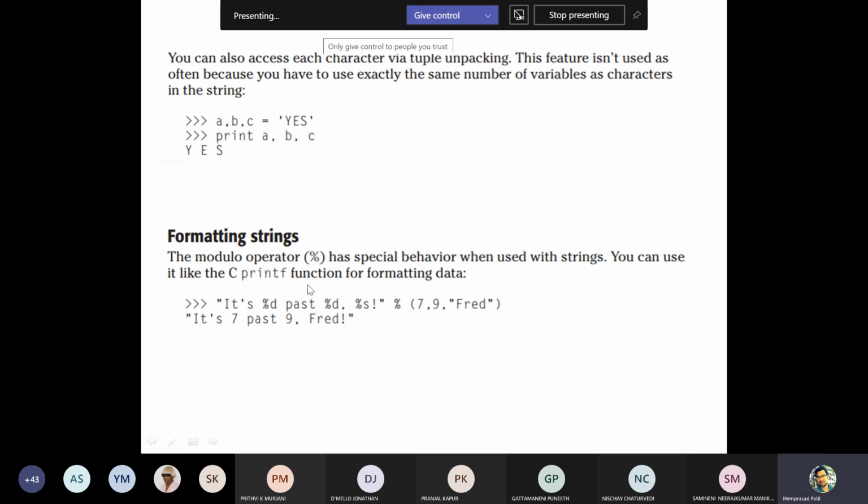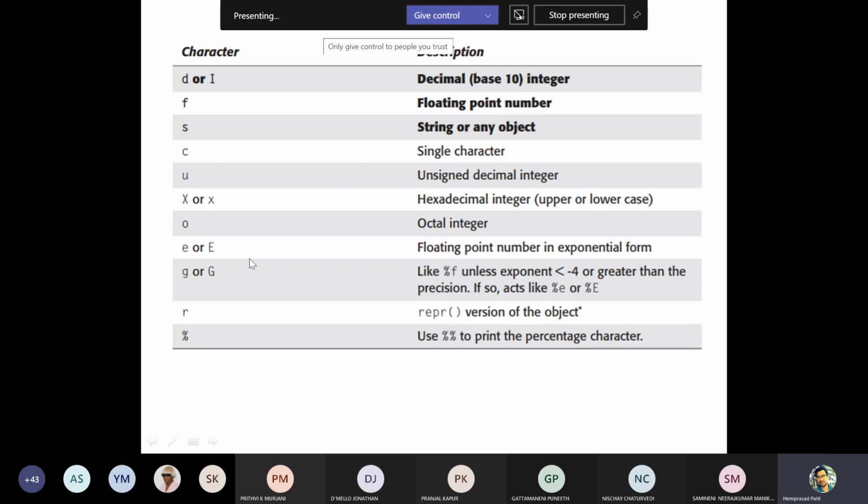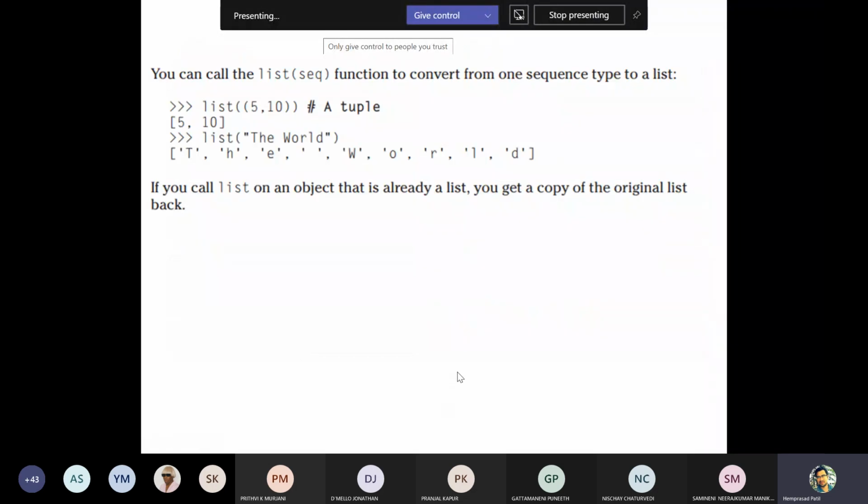Next is formatting strings. The modulo percentage operator has special behavior. So percentage d means an integer will come here, 7. Past percentage d means the next integer. Okay. And then percentage s means a string will come here. So it's 7 past 9 read. So this will be the output for this. Okay, so these are percentage C, percentage D, percentage F. They come from C language. So this is the table for them: F, D, S, C, U, X, O, E, G, R percentage, like that.